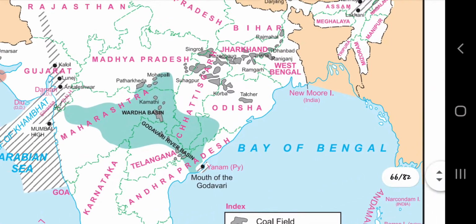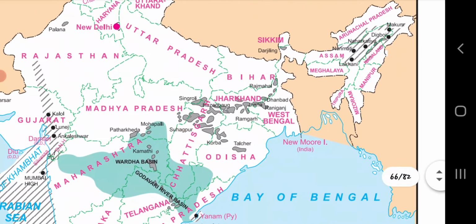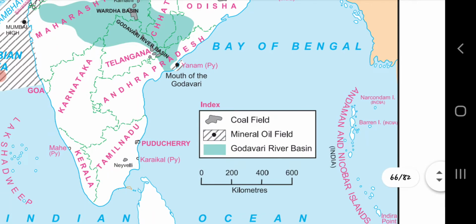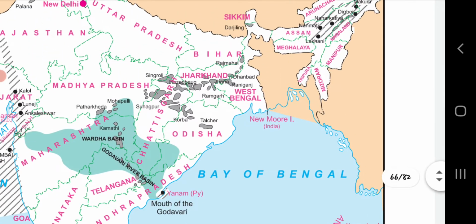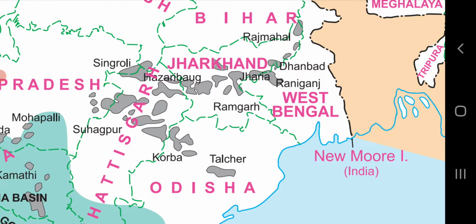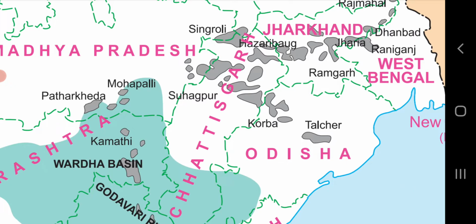near the Arabian Sea, and here near Arunachal Pradesh, Assam, Nagaland. So these are all the parts where the mineral oil fields are. Coal fields are where the grey part is shown. So here you can see this is the part where the coal fields are. Singrauli, Hazaribagh, Jharia, Dhanbad, Raniganj, Rajmahal. So all these are under the coal field.